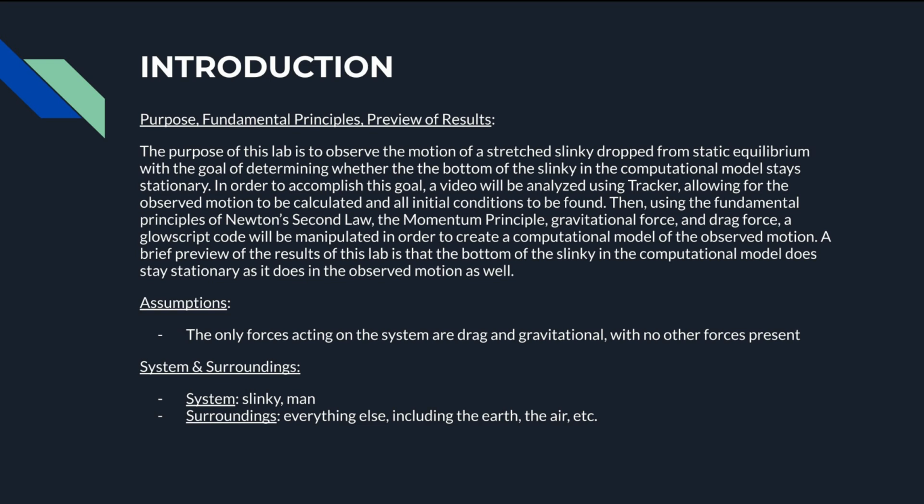And in order to accomplish this goal, a video will be analyzed using Tracker, allowing for the observed motion to be calculated and all the initial conditions to be found. Then, using the fundamental principles in Newton's second law, the momentum principle, gravitational force, and drag force, a GlowScript code will be manipulated in order to create a computational model of all of the observed motion. A brief preview of the results of this lab is that the bottom of the slinky of the computational model does stay stationary, as it does in the observed motion as well.